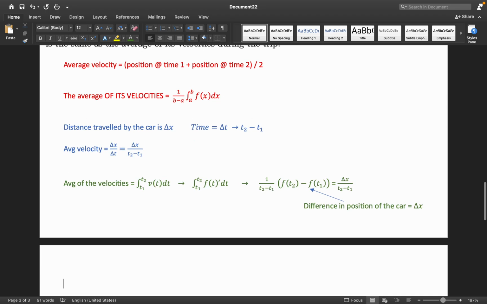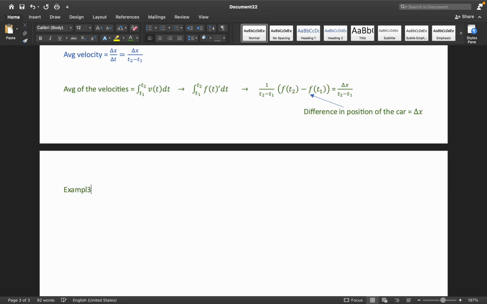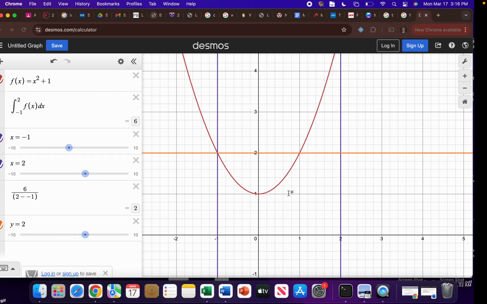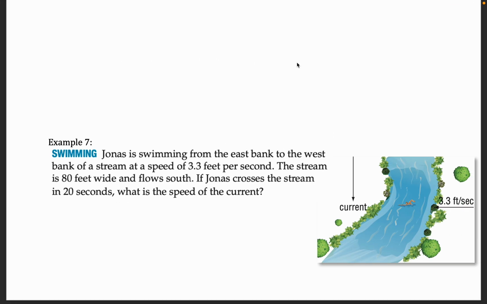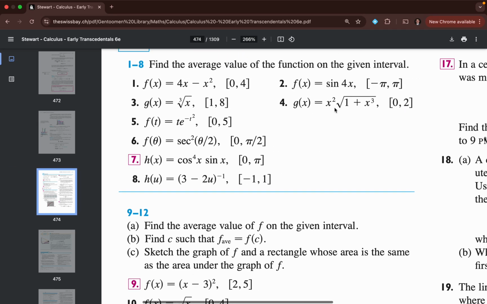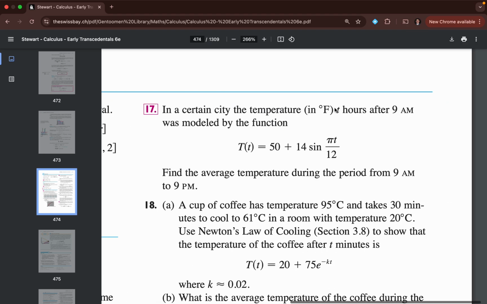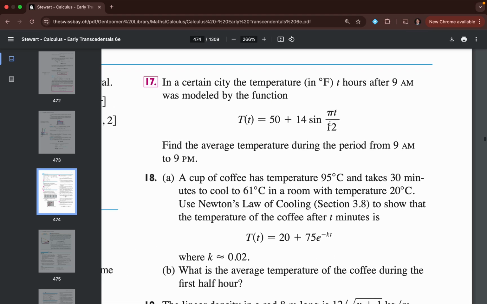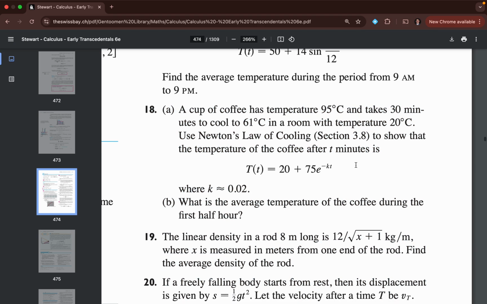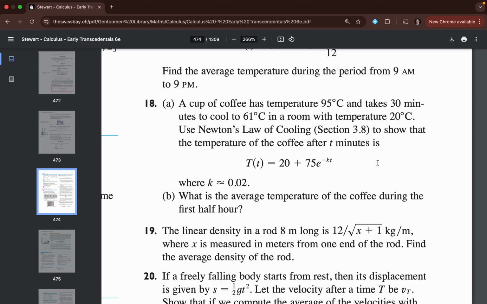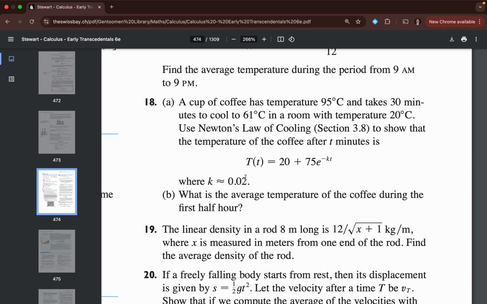All right, so let's look at one more example. Example 1. One more example from our textbook. Let's do this one, number 18. A cup of coffee has a temperature of 95 degrees Celsius and takes 30 minutes to cool to 61 degrees in a room where the temperature is 20 degrees Celsius. I can use Newton's law of cooling to show that the temperature after t minutes is this function where k is 0.02.